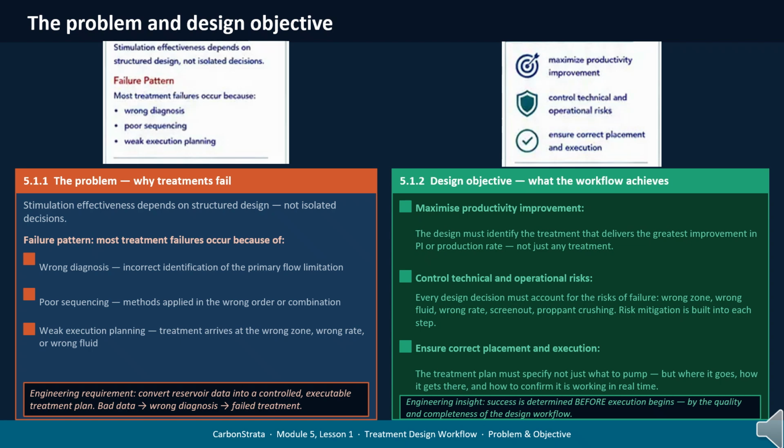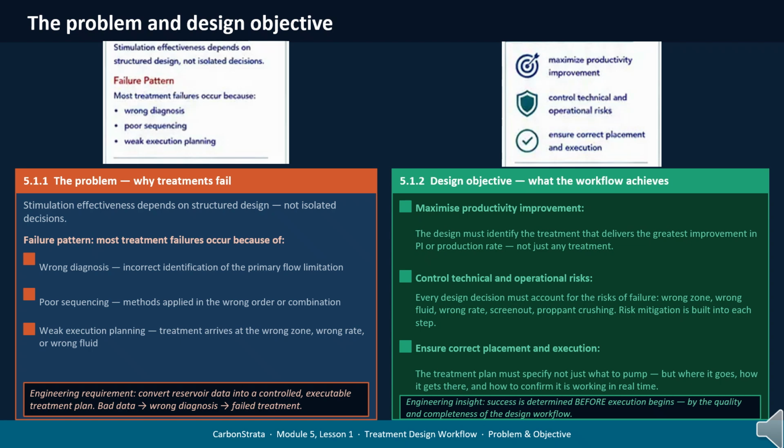Now second. Poor sequencing. Even correct methods fail if applied in the wrong order. You already saw this in hybrid treatments. Sequence defines effectiveness. Now third. Weak execution planning. Even a correct design fails at the well site if it is not executable. Now step back. These 3 are not separate. They cascade. One mistake propagates through the entire system.